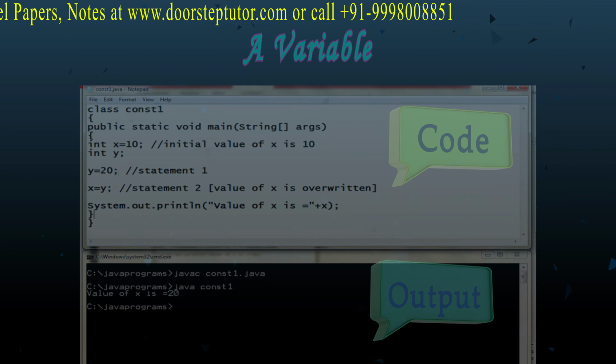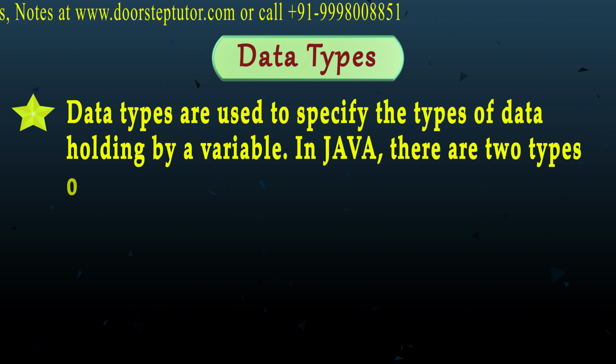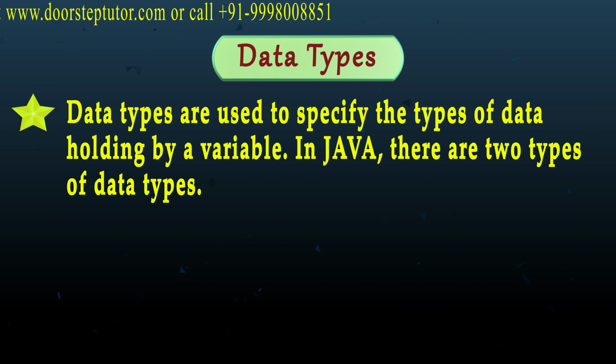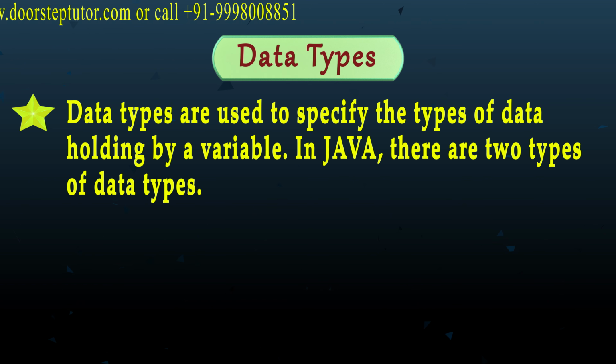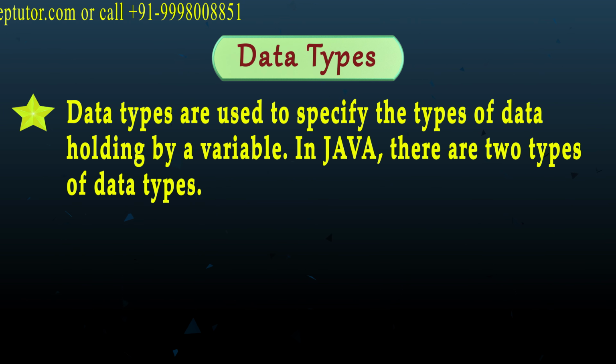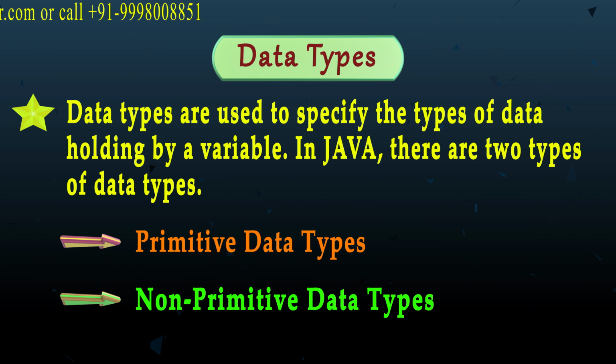Next we have some information about data types. What are data types? Data types are used to specify the type of data held by the variable. It means that if the variable has an integer value, we will use int as the data type. If we are using a variable which will hold a value like the name of a person, then it must be of character or string type. These are basically of two types, that is primitive and non-primitive.